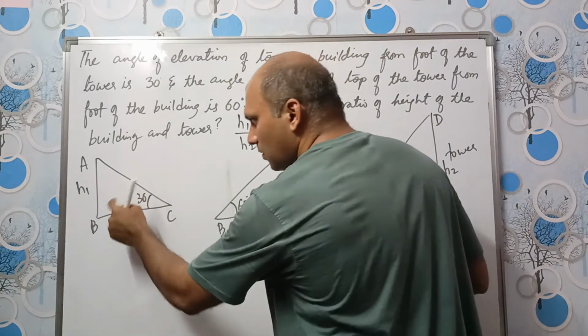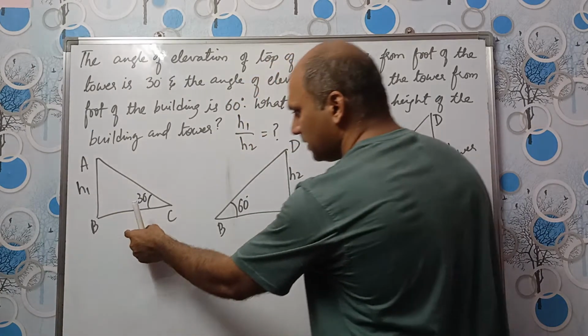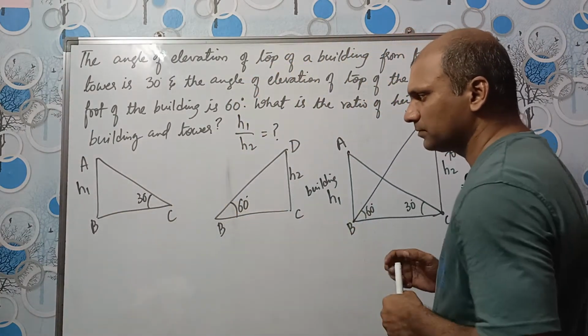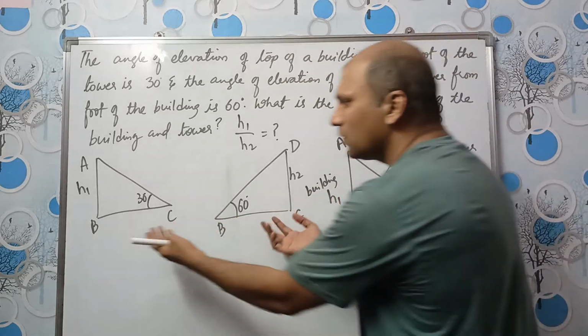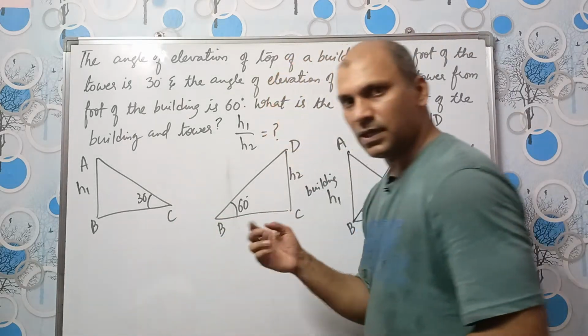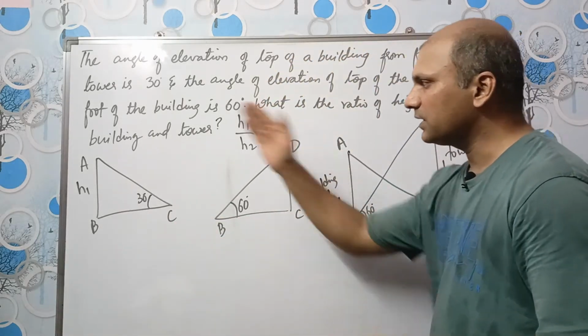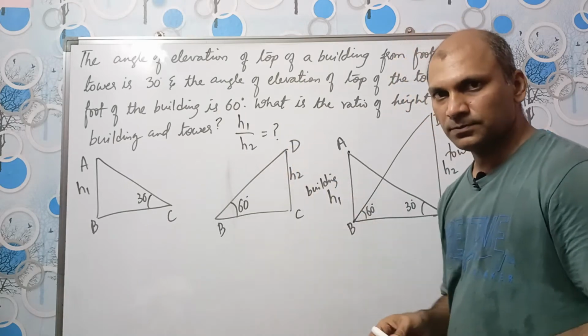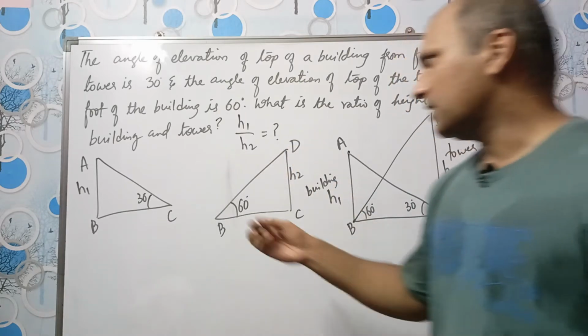So, we will find BC here and substitute that BC here. Or what we'll do is we'll equate BC because BC's here are equal, right? We'll equate BC, we'll get the value of h1 divided by h2. Alright. Let us see that.